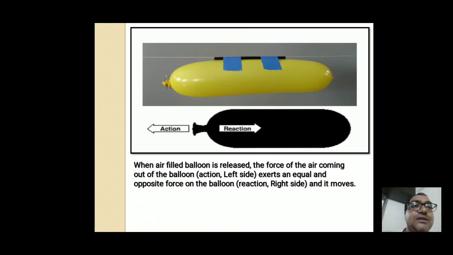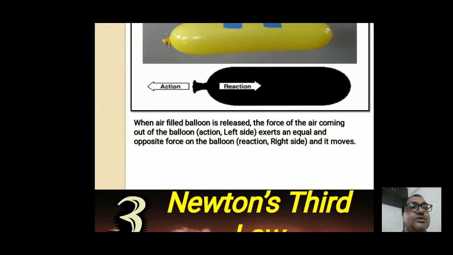You can arrange this balloon on a particular string or thread attached to both walls. And students, when you release the mouth of this air-filled balloon, the force of the air coming out of the balloon is called the action. If air is coming out from the left side, then the reaction is on the right side. So the balloon will move to the right side. So this is another example of Newton's third law of motion.